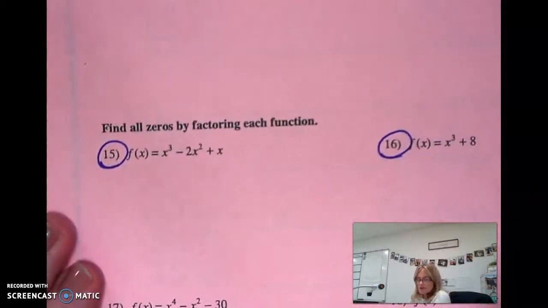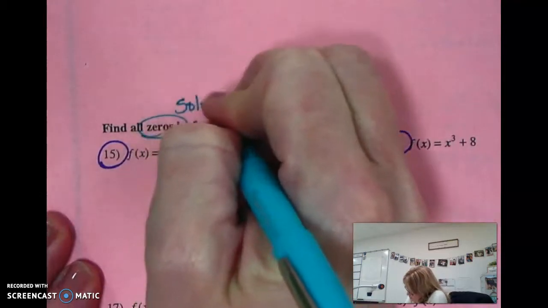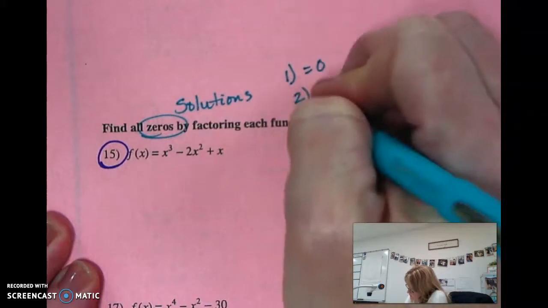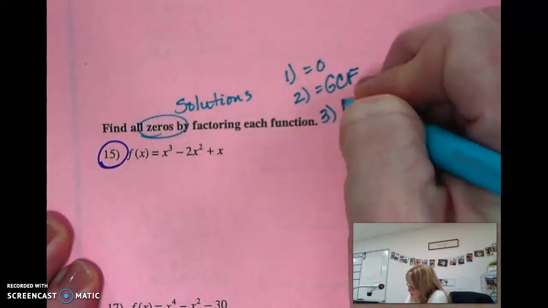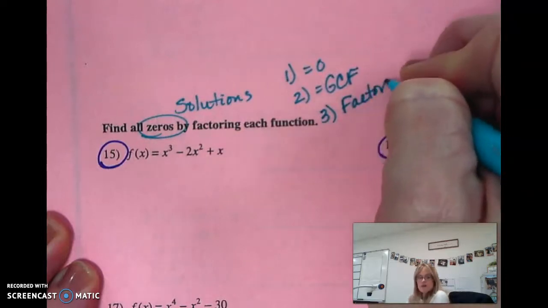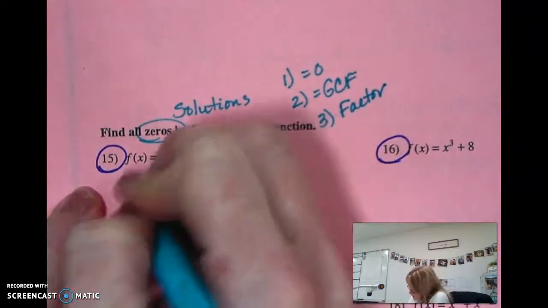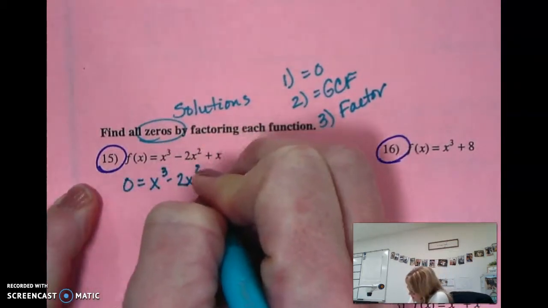Find all the zeros. That just means find the solutions. Remember, one side has to equal 0. We look for a GCF, and then we factor by either reverse FOILing, looking for the difference of squares. So here, if I make one side equal to 0, that is done.